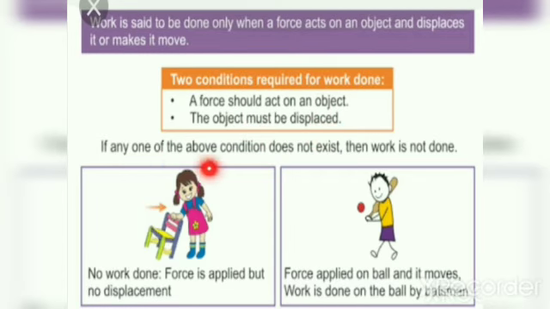If any one of the above conditions does not exist, then work is not done. For example, no work is done by the girl here. Force is applied but there is no displacement, so the work is not done. The next one: force is applied on a ball and it moves, so the work is done on the ball by the batsman. So if you want to say work is being done in science, there should be two conditions. You should apply some force and the object should move from one place to another. Then you say that the work is being done.